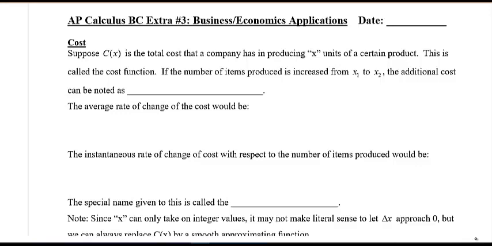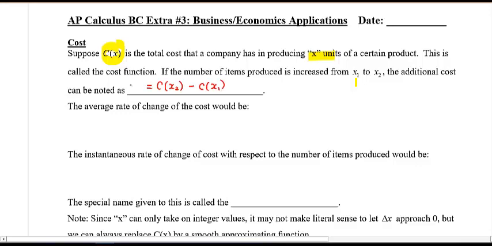So if you're looking at cost, and if I were to model it with a function, let's call it C of x, that's the total cost of a company that's producing X units of a product. We call this the cost function. And if the number of items produced is increased from some starting amount, X sub 1, to X sub 2, then the additional cost is the cost function evaluated at X sub 2 minus the cost function evaluated at X sub 1.